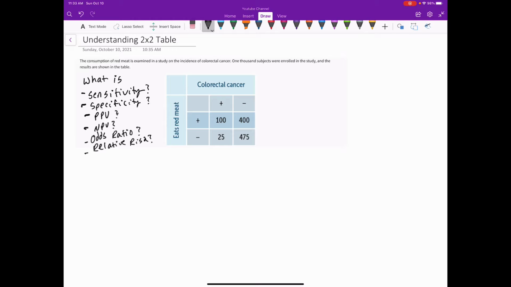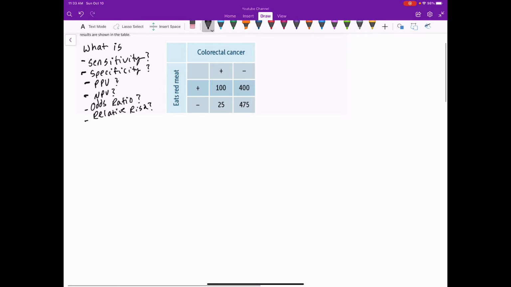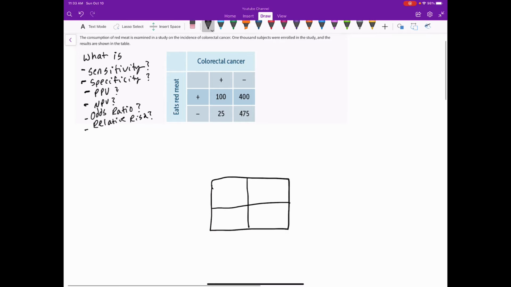So in order to understand the 2x2 table, you got to know some important things about them first. If we draw a 2x2 table, I'm going to have it like this. Whenever you're making one or you're asked to make one and they don't give it to you, the top part is always going to be the reality of what is happening. So this is real life. What is happening in the table above?